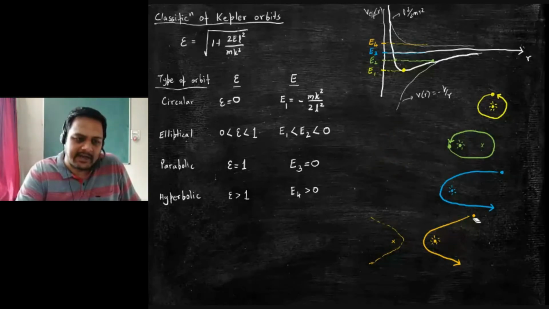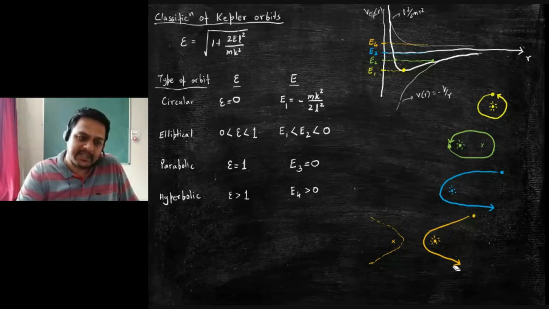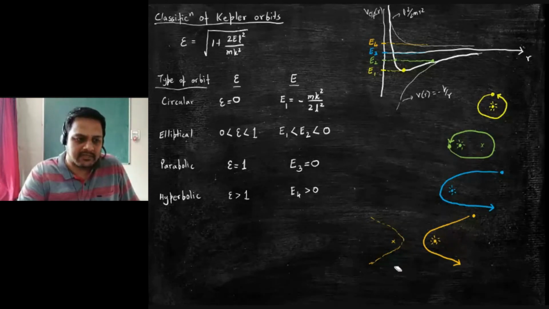Physically, if it's an attractive potential, then this is the center of force and this is the trajectory of the particle. If it is a repulsive potential, trajectory may be same, but the center of force will be here. It won't be here. Okay? Just wanted to point that out.